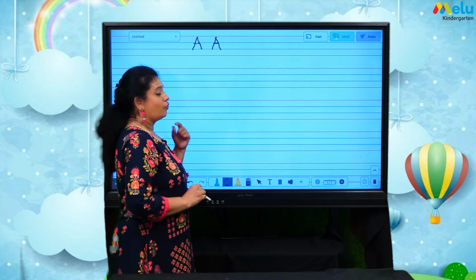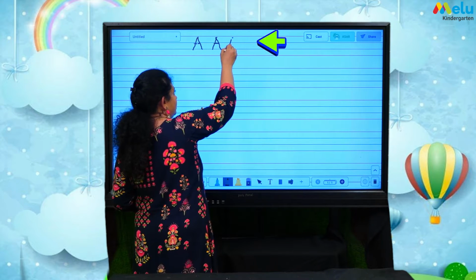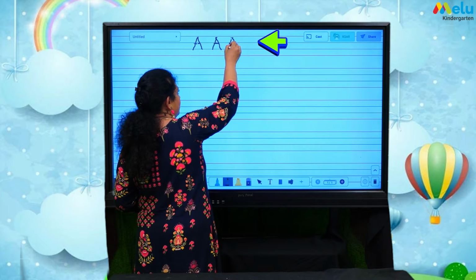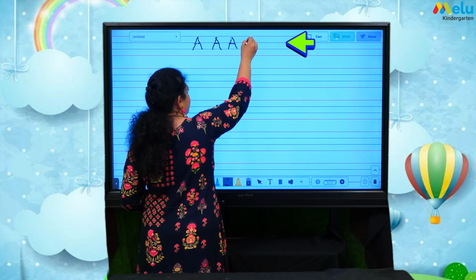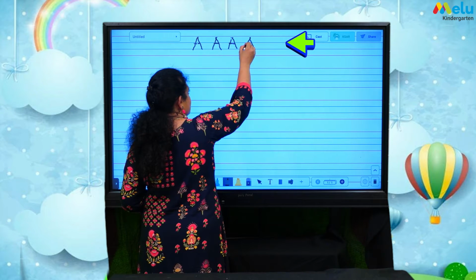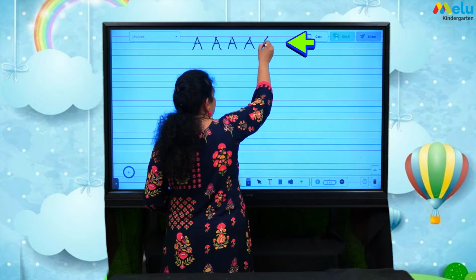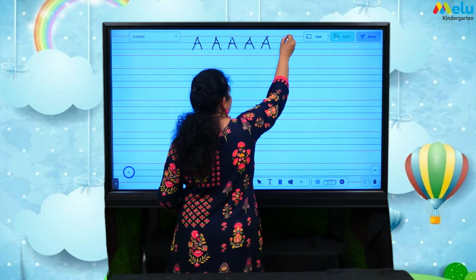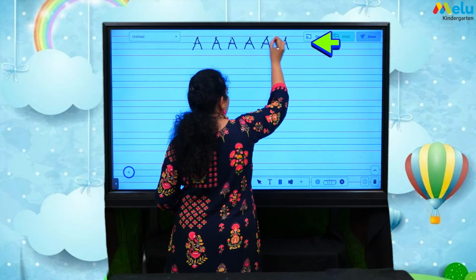Okay? Now one more time. Slanting line, and sleeping line. Slanting line, and sleeping line. Slanting line, sleeping line.